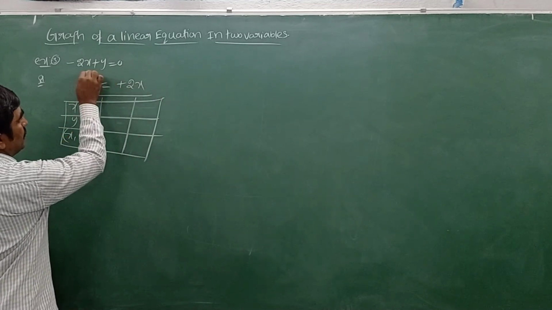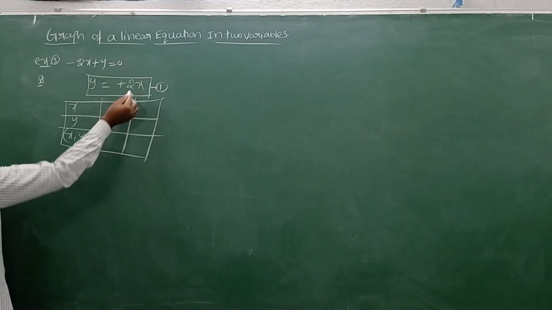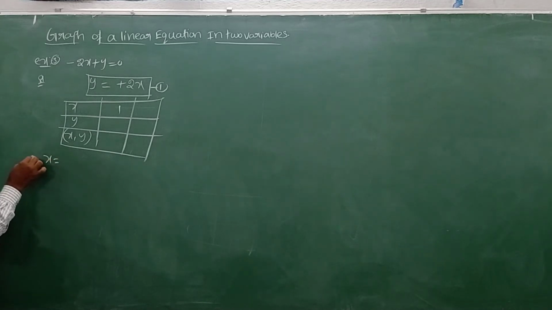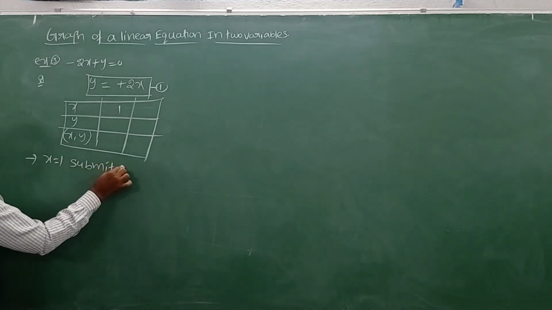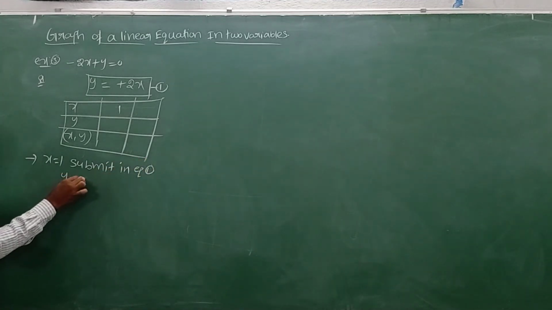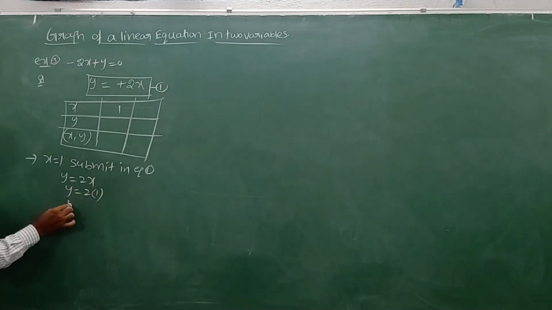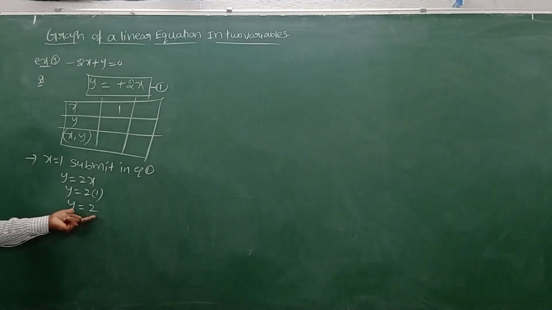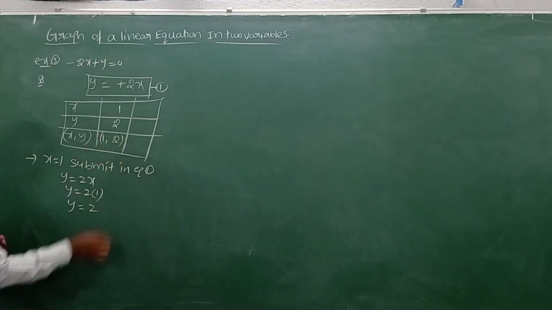Let me take this equation 1. This we can draw easily without any simplification. If I take x is equal to 1, substitute this in equation 1. What is equation 1? y is equal to 2x. y is equal to 2 into the x value, 1. y is equal to 2. So when I took x is equal to 1, the corresponding y value is 2. What is the ordered pair? 1, comma 2.